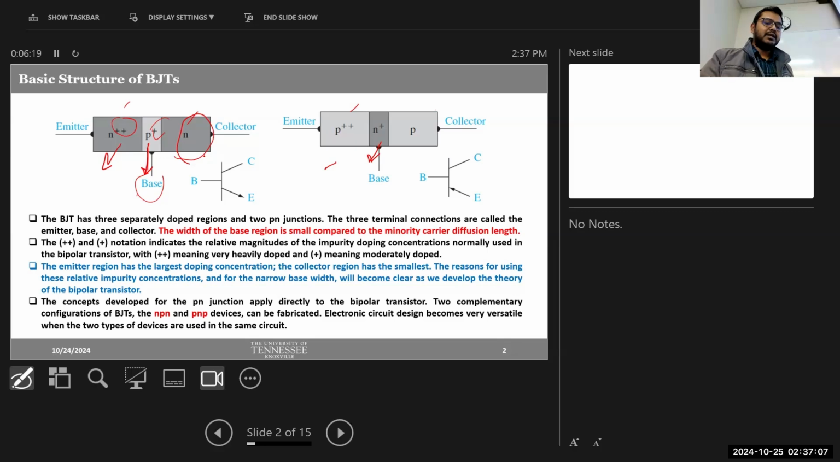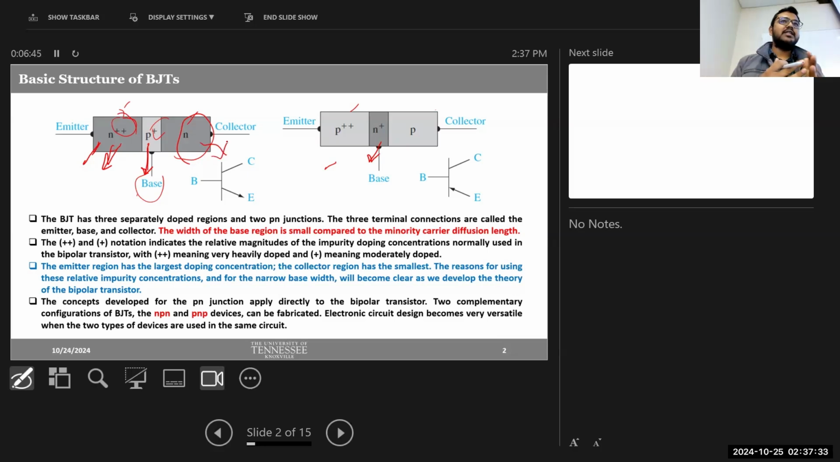If you look at this N region here, this is like the normal N-type material we used in the PN junction. But if you look at this P plus, this plus represents it has higher doping concentration than this N-type material. Now, if you go to this N plus plus, this region will have even higher doping concentration. So among these three regions, the N plus plus region will have the highest doping concentration, and this N region will have the lowest doping concentration.